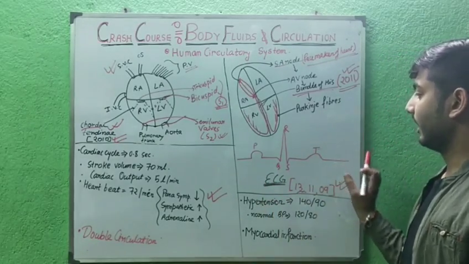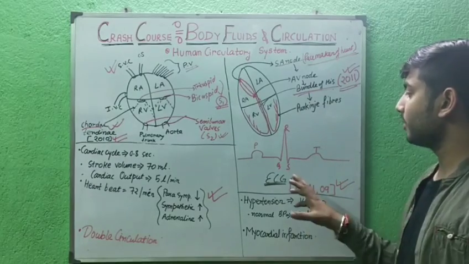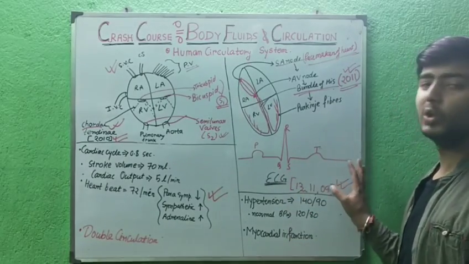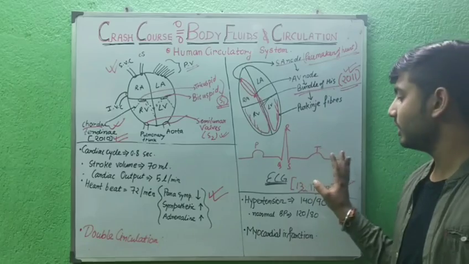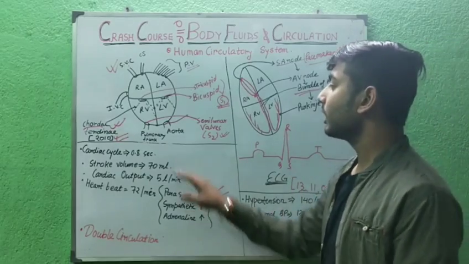So I think this is clear. Now in heart block, we can assume there is a deformity in ECG. Now we will move on to cardiac cycle.